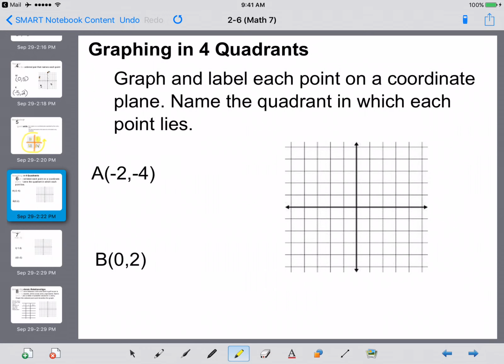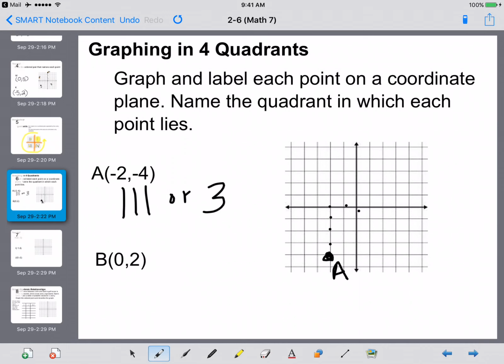So if we're going to graph in 4 quadrants, we want to graph and label each point on our coordinate plane and then name the quadrant that it's in. So -2, -4. We're going to start in the middle. -2 is left 2, and then down 4. 1, 2, 3, 4. So boom, that's point A. And if this is 1, it's in quadrant 1, 2, 3. So I can just put my Roman numeral 3 in there. That's which quadrant it is located in.